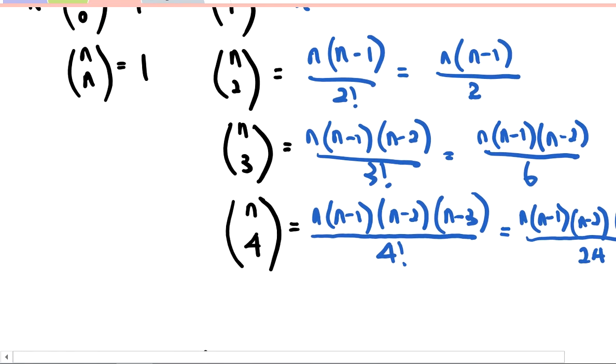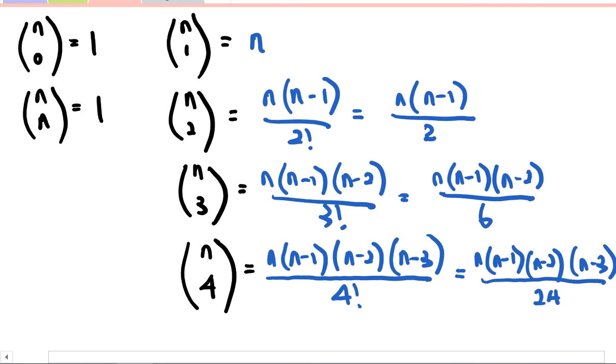So these are the important things that you need to take note of in binomial theorem before we move on to the word problem.